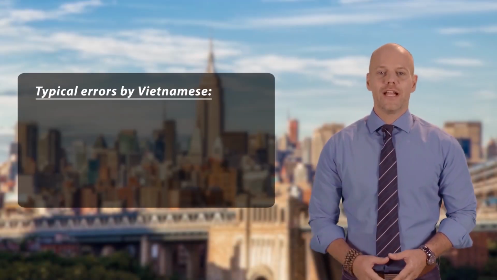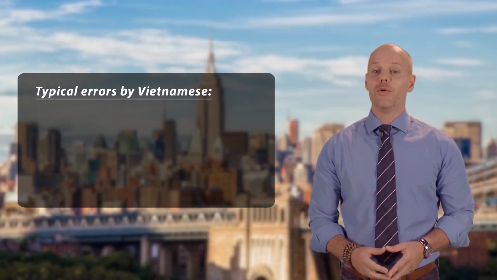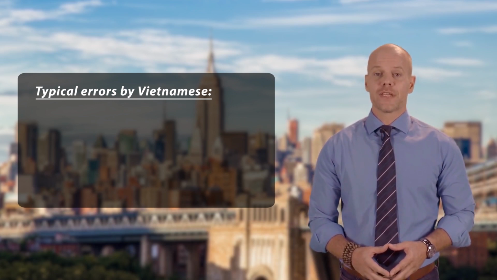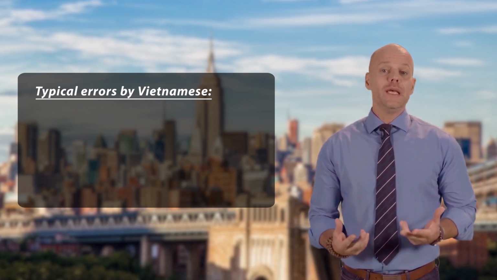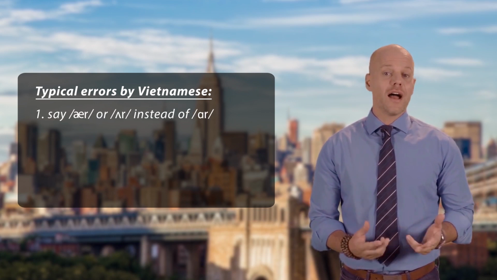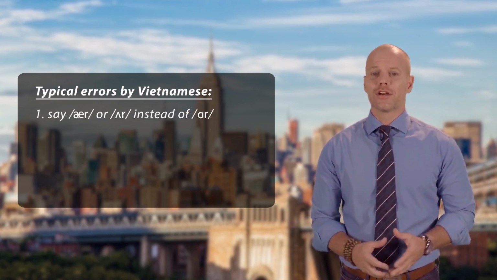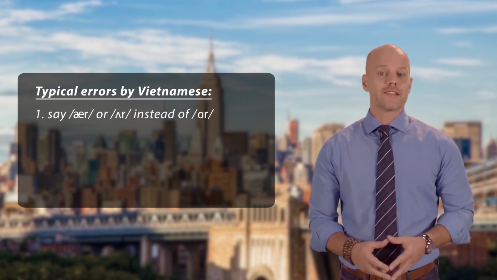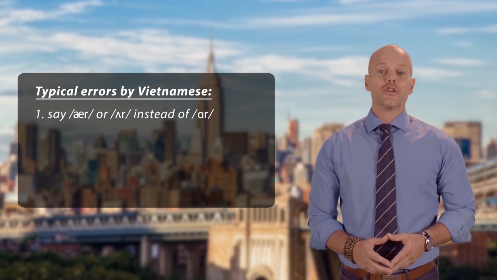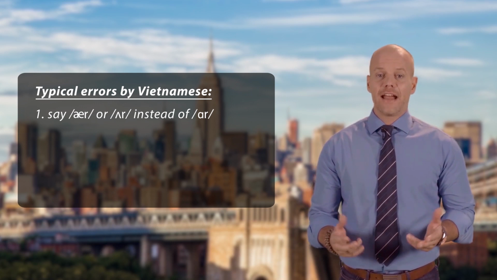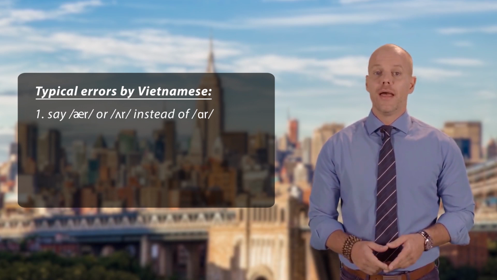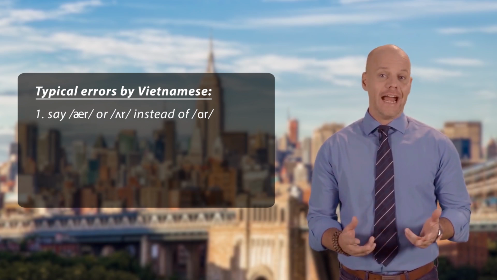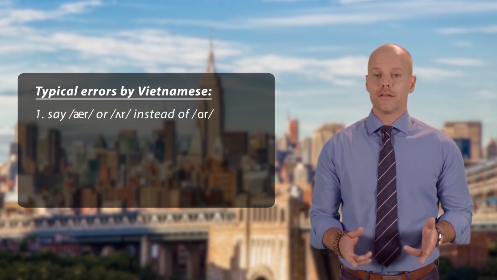There are 2 typical errors that Vietnamese people make with the ah and the o vowel sounds when speaking English. First, usually people say an a or a similar sound instead of the English ah sound when there's an r sound after the a. So people say ar instead of r, pack instead of park, and care instead of car.